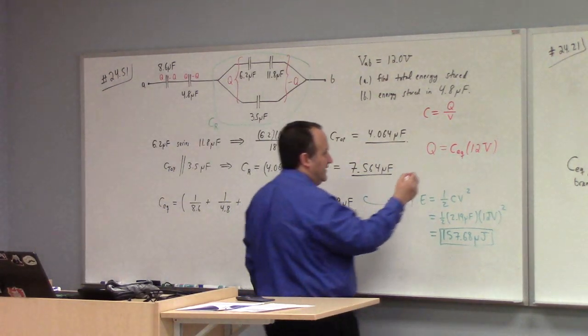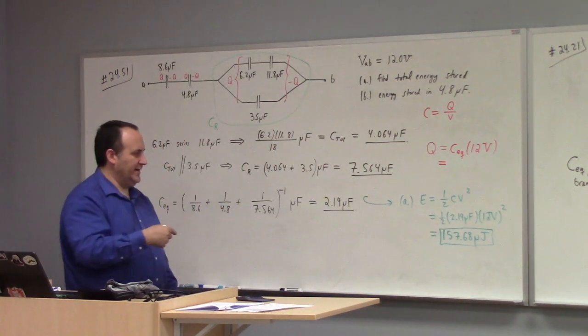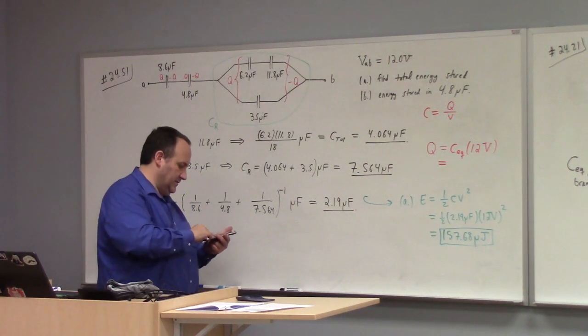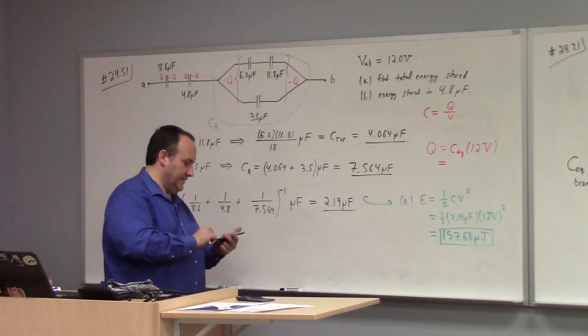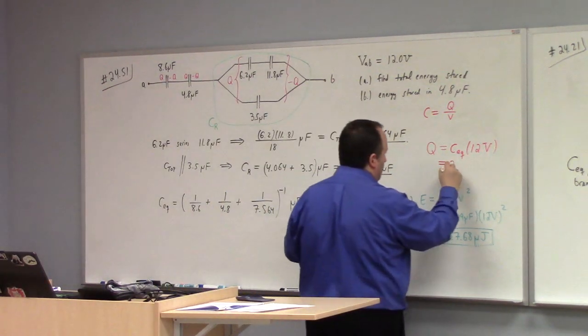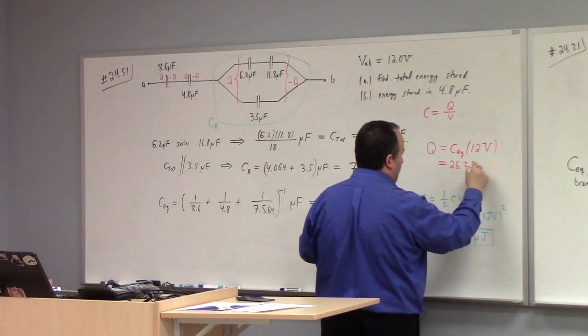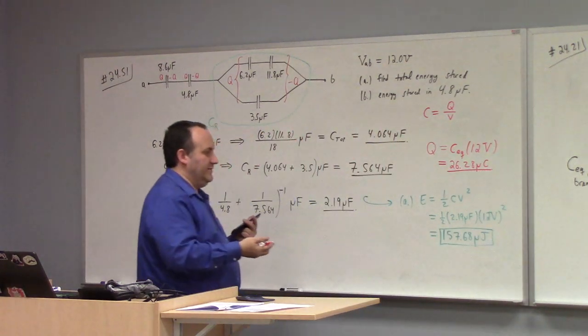So this is C equivalent times 12 volts, which is 2.19 times my 12. I get 26.28 microcoulombs. Now that doesn't tell me the energy, but how do I figure out the energy then?